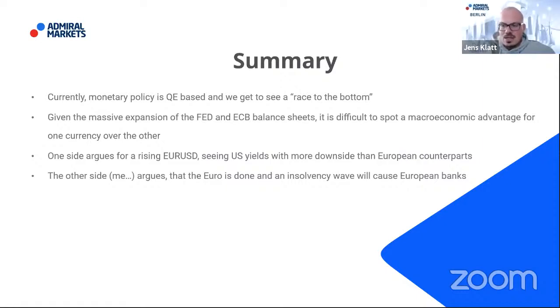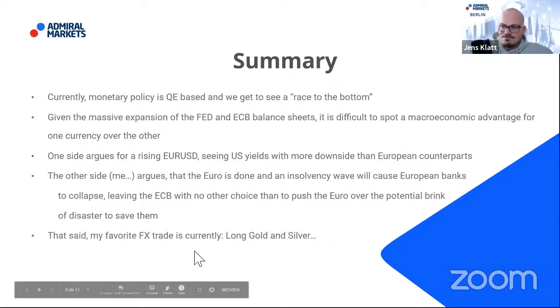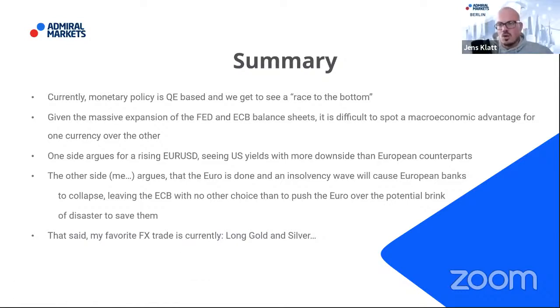Still, the other side, and this is the side I'd pick, I'd argue that the euro is done, and an insolvency wave will cause European banks to collapse, leaving the ECB with no other choice than to push the euro over the potential brink of disaster to save them. That said, my favorite FX trade, since I'm not really favoring the euro over the US dollar, respectively the US dollar over the euro, because we have a similar situation, even though with some further room, let's say, if we compare GDP in the US to the Fed balance sheet, I'd say my favorite FX trade right now is long gold and silver. Mining stocks also, due to their positive correlation to these asset classes and the prices of these asset classes. And thus, this is my favorite FX trade in this current environment, in fact.